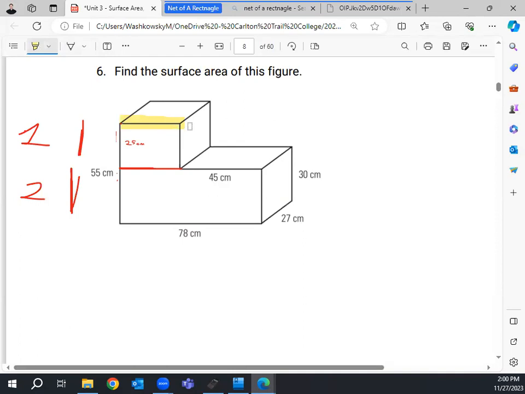So if I want to figure out the length of this red line here, how do I do that? Just tell me in English. What do I do?